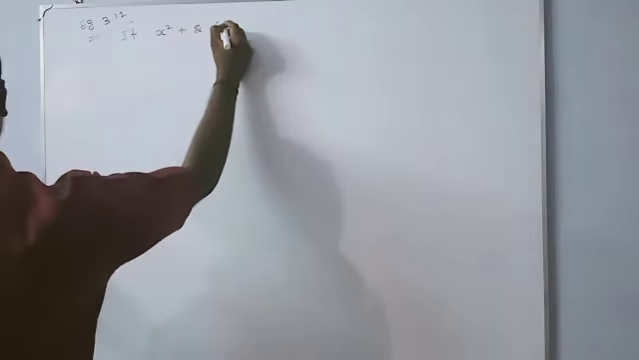The given concept is equal roots. Therefore, the condition of equal roots is delta equal to 0. Delta equal to 0 means what? Delta equal to b squared minus 4ac equal to 0.